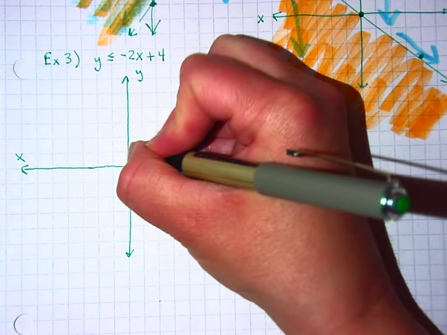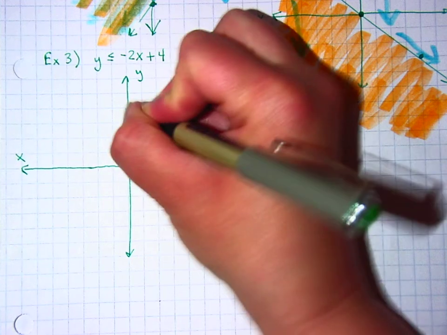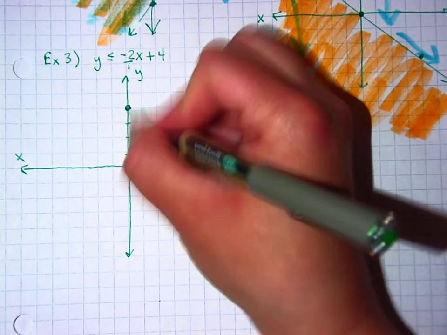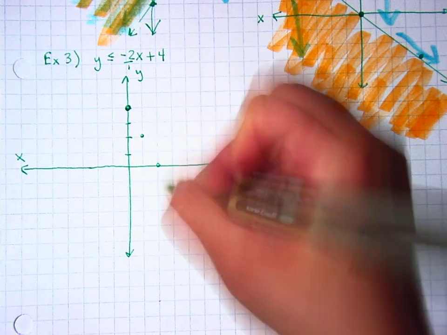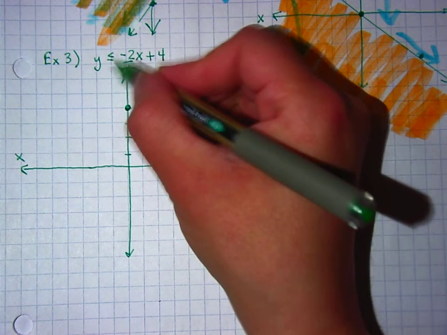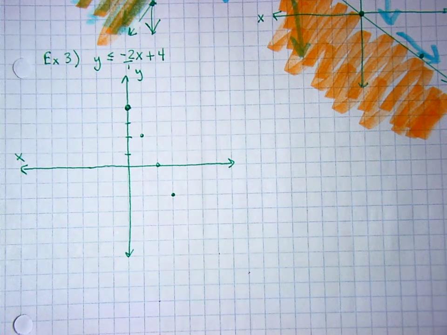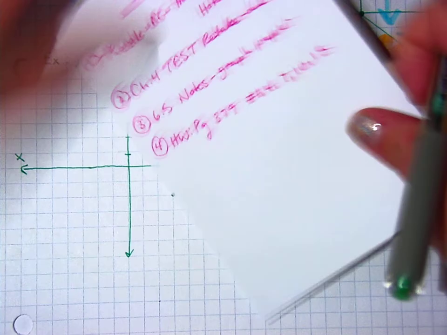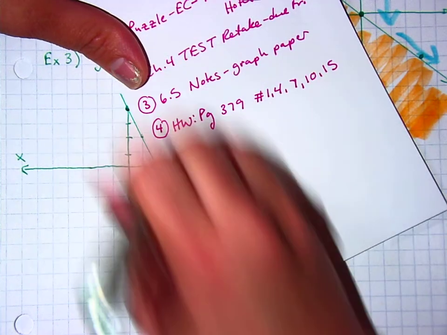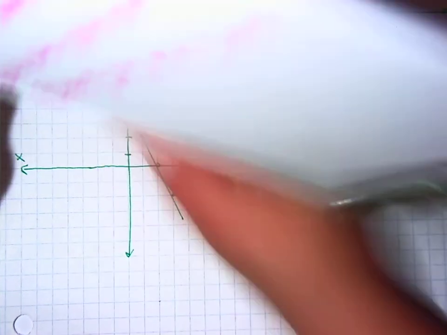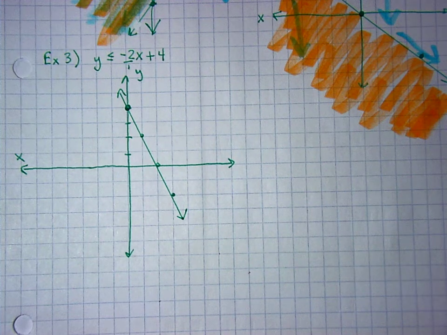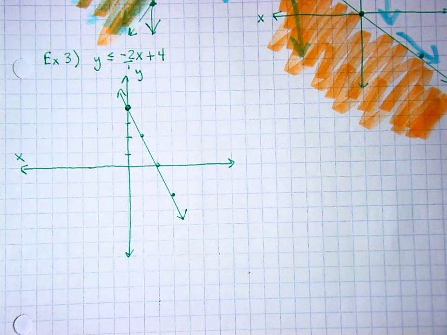So the y-intercept here is 4. And this is like negative 2 over 1. So I'm going to go down 2 over 1, down 2 over 1, down 2 over 1. And this line is not dotted. It is a regular line because it's an equals to line. Okay, so there's my line. All right, so now I've got to shade below it.